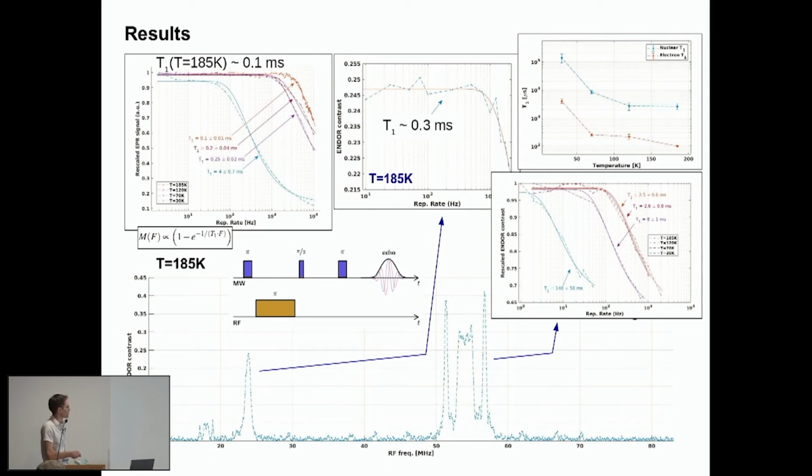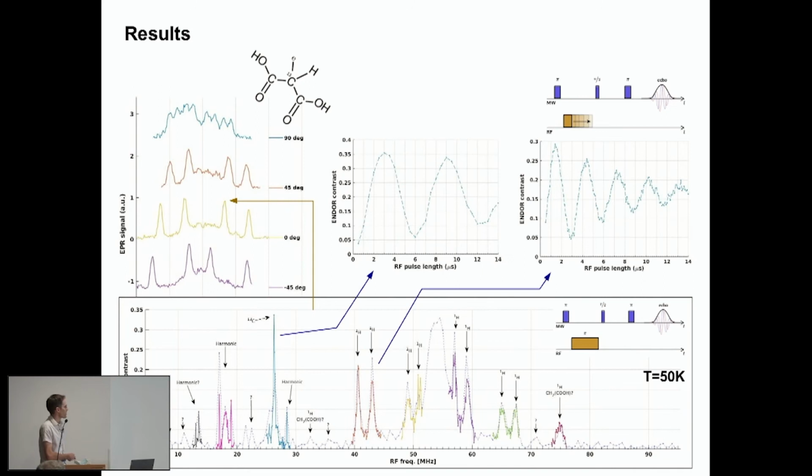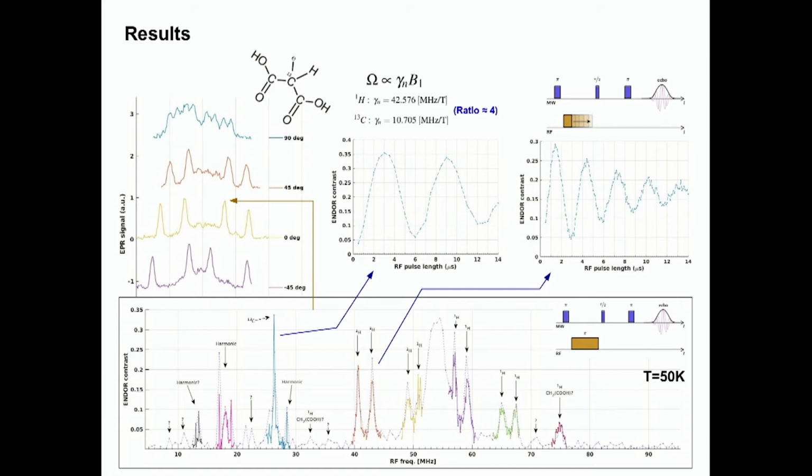Next, we're interested to check what the relaxation time of carbon-13 is that's positioned close to the electron. Again, we choose our experimental conditions, and here the nuclear resonance spectrum is much richer and more difficult to characterize, but thankfully it's easy to distinguish between a carbon resonance and a hydrogen resonance by looking at the Rabi oscillations, because the Rabi oscillations of hydrogen are faster.